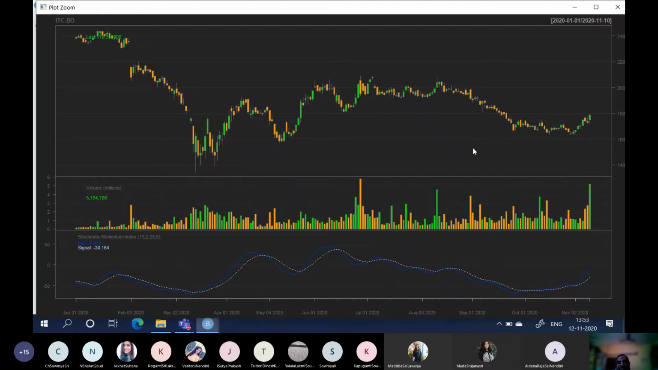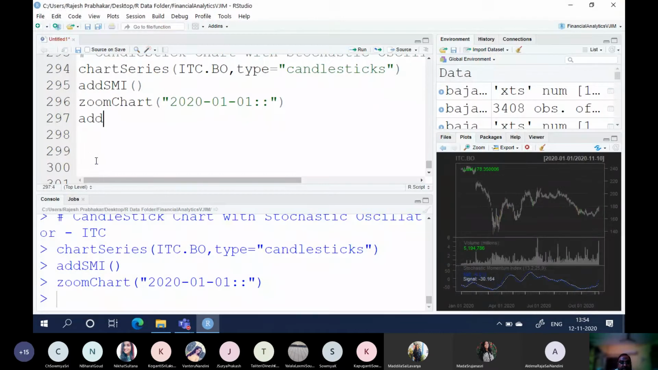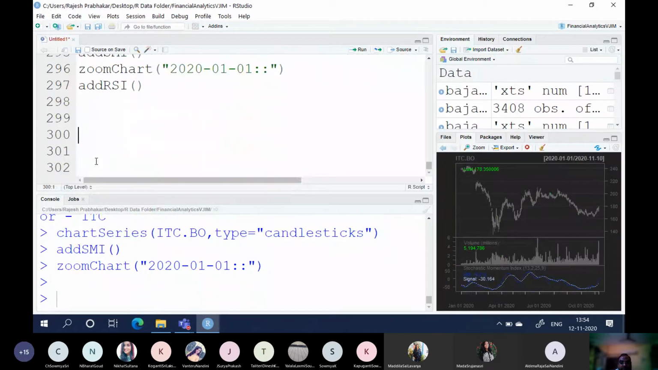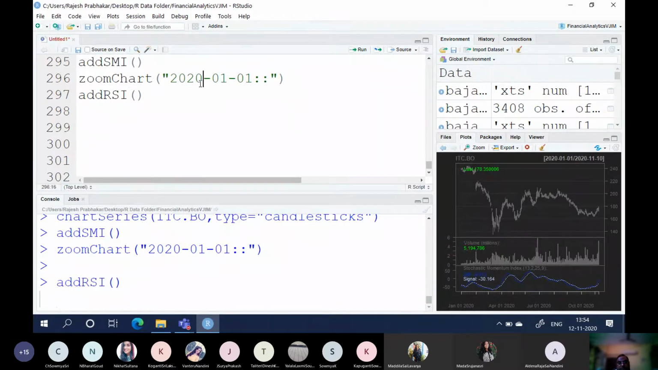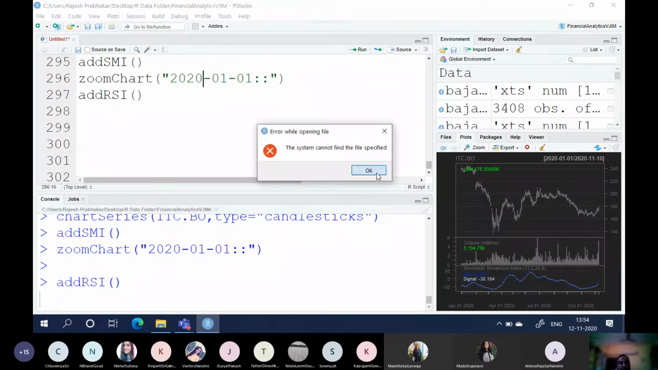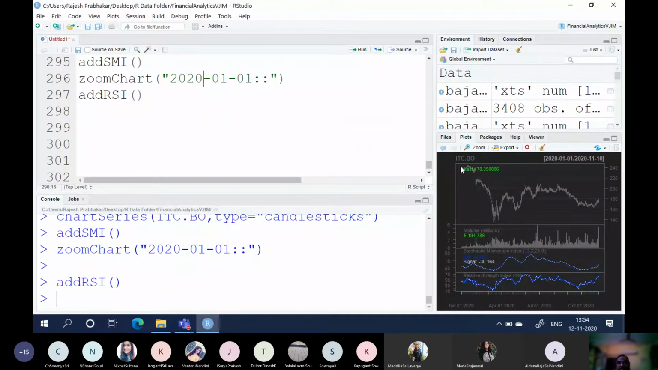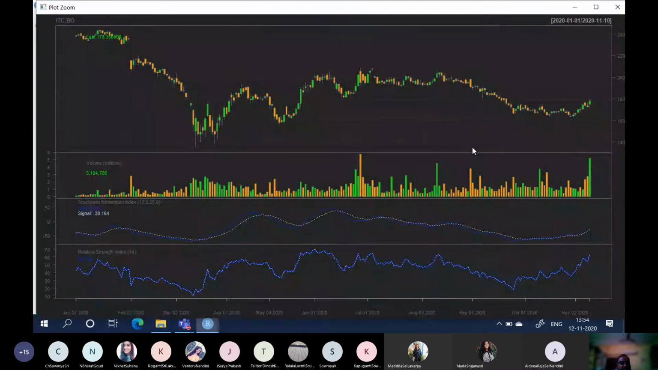So now it is a buy situation. It is indicating a buy situation. And what is RSI indicating? Add RSI. See, RSI is also saying it is 62, going towards the overbought category.